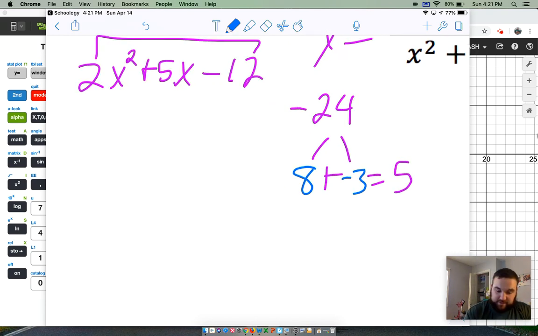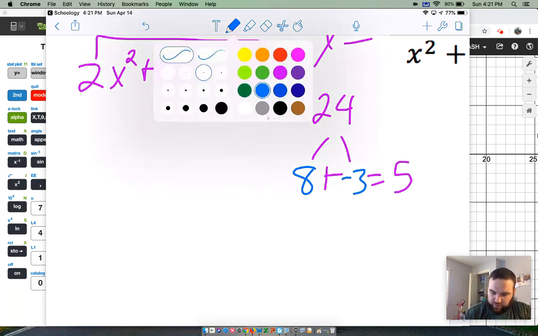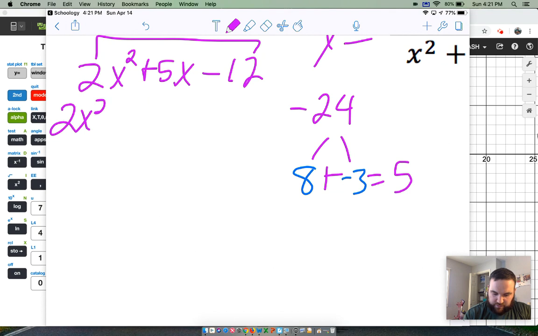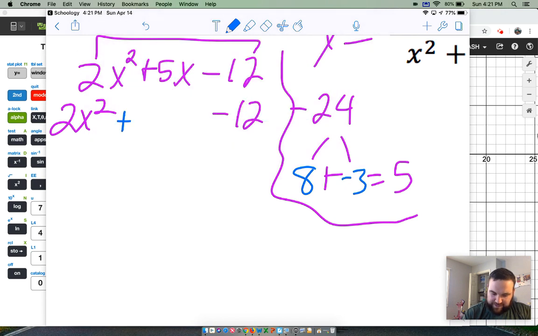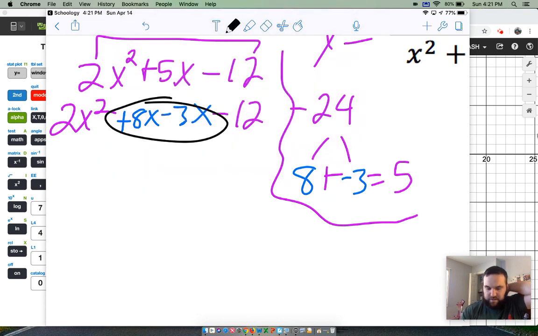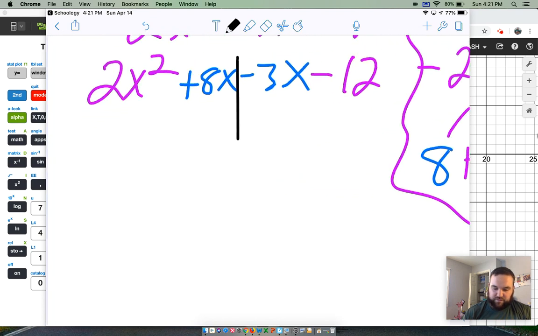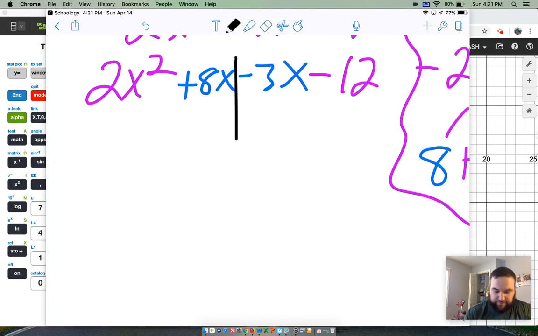The trick with this is now those are the terms that I need to replace the middle term with. So I keep the 2x squared, I keep the -12, but then I'm going to go ahead and replace the middle with plus 8x and -3x. Now that that's done, I'm going to go ahead and split. And just side note, 8x minus 3x is the same as plus 5x, so that's why I can do this. Split this in half, and now we just find the GCF of each half of the problem.